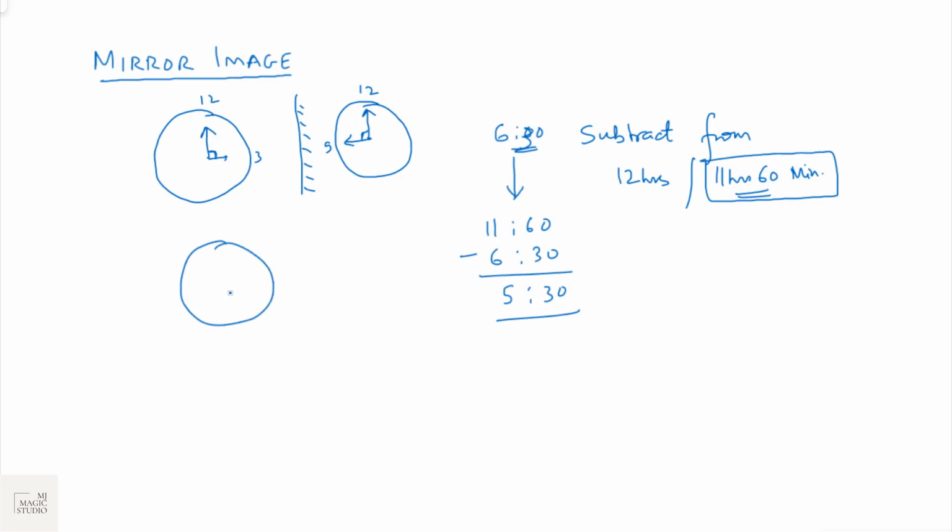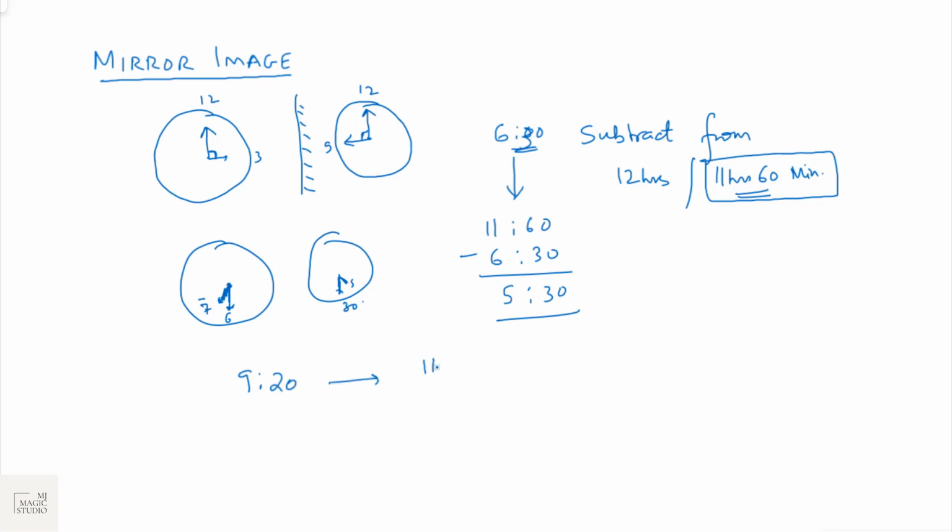So if your clock is showing something like a bit movement, 6:30, because it is between 6 and 7, then the mirror image would be at 5:30. As simple as that.